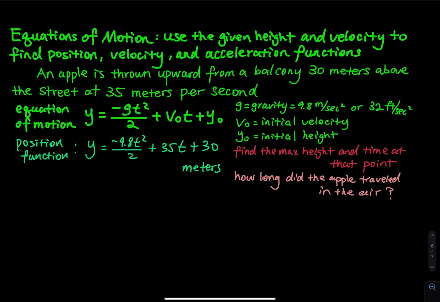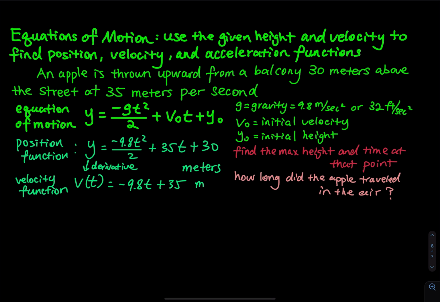From position to velocity, you will have to take the derivative. So for the velocity function, you will be taking the derivative. Let's just call this v of t. V stands for velocity, right? So this will be the derivative from y to v of t. The derivative of that, so you take the 2 down, then you have 9.8. So you have negative 9.8t, and then plus 35, and that's it. So this is the velocity function, and velocity is the rate of change of the position, so the unit is meters per second.